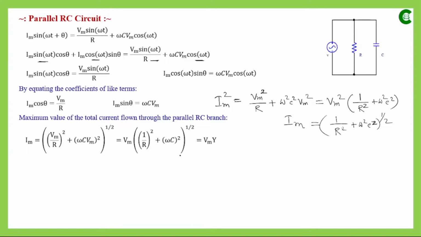Now we know that by Ohm's law, I is equal to the applied voltage multiplied by the admittance of that AC circuit, the net admittance of that AC circuit.